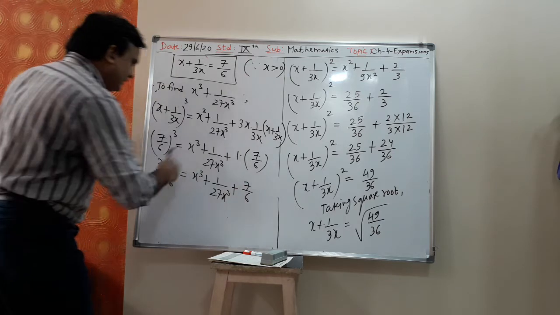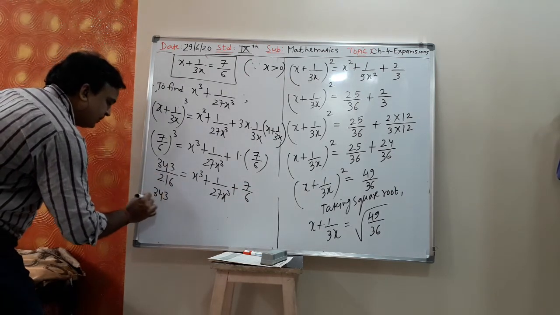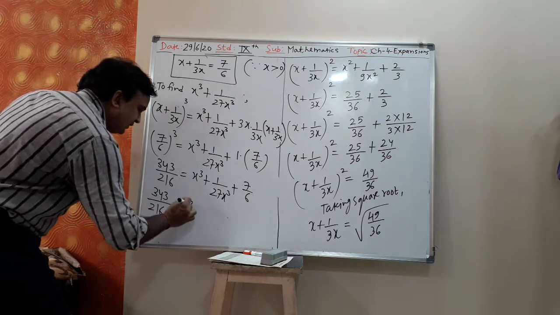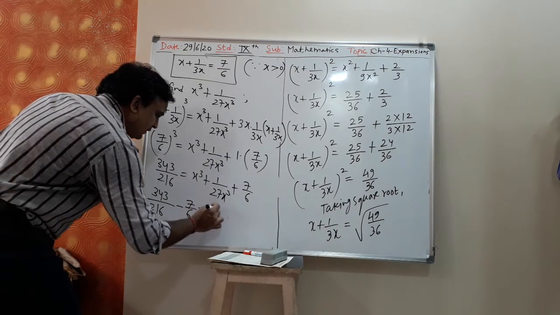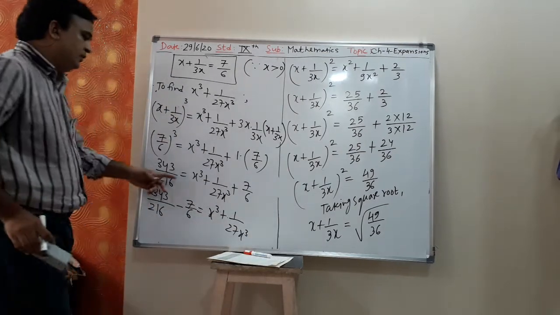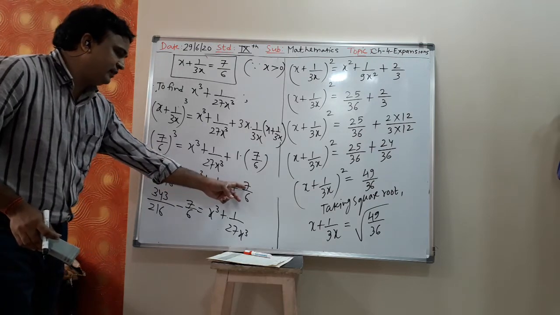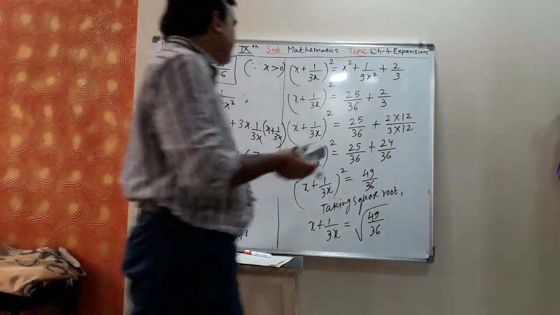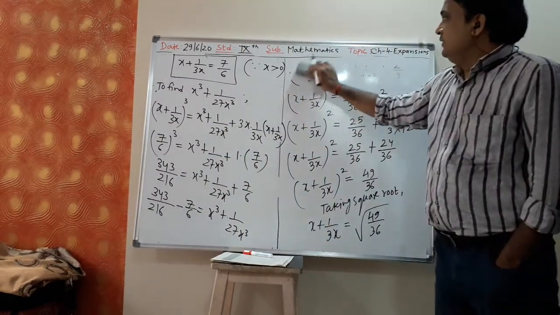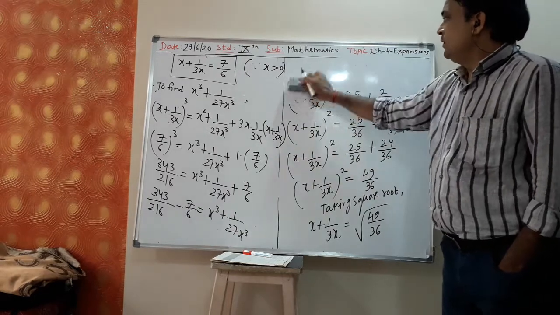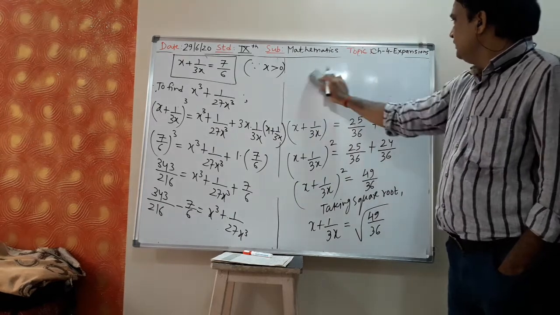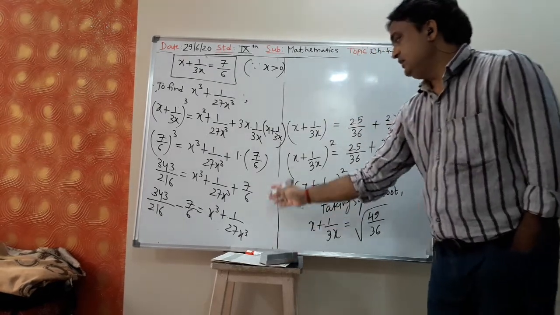Now I will take 7 by 6 on this side. 343 upon 216 minus 7 by 6 is x cube plus 1 upon 27 x cube. No, we don't take reciprocal. We take this 7 by 6 on the other side. We are not taking reciprocal. We are changing the side of the number. Yes, only the sign will change, the number will not change.